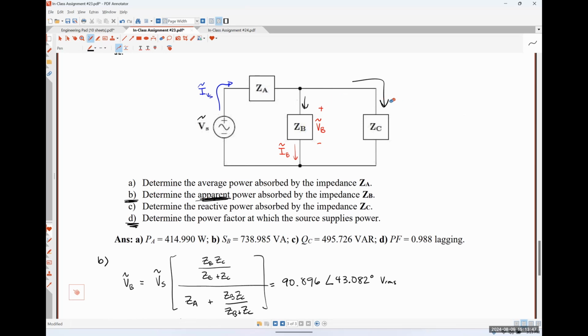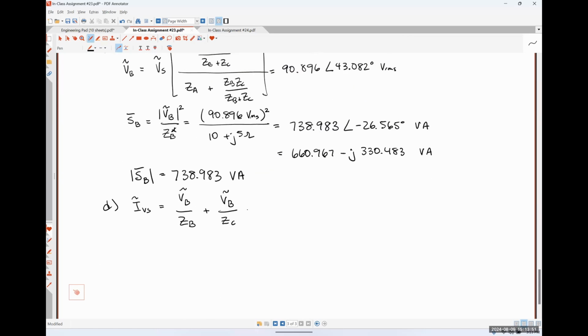Nobody's saying it's wrong because it isn't, so I'm going to keep on trucking. So we could actually make this a little bit easier. That would be VB multiplied by 1 over ZB plus 1 over ZC, so that I can do slightly less work. So I'm going to go ahead and just put it in my calculator that way, since I already have VB in there.